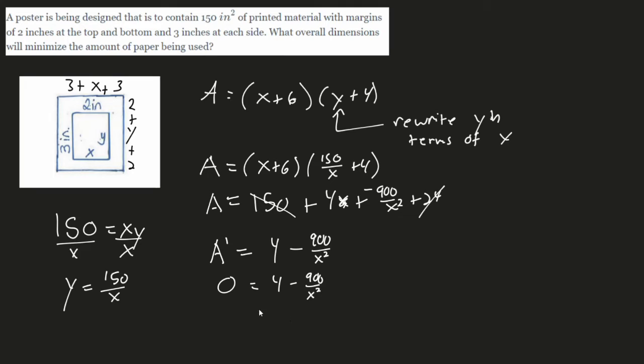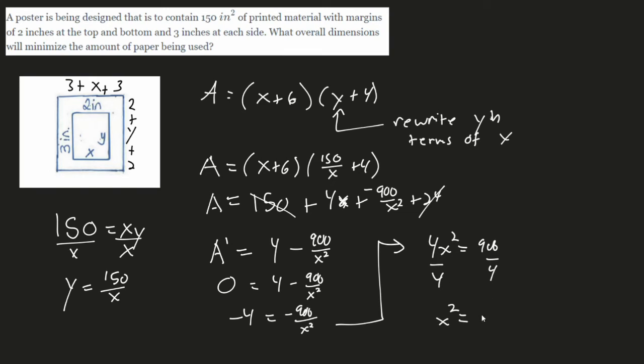Well, that's pretty straightforward, right? We can subtract 4, we get negative 900 over X squared, and we can multiply that to the other side. I'm going to bring this back up here for a bit more room, and we have 4X squared equals 900. Divide by 4, that's 450 over 2, so 225. Square root of 225 is 15.